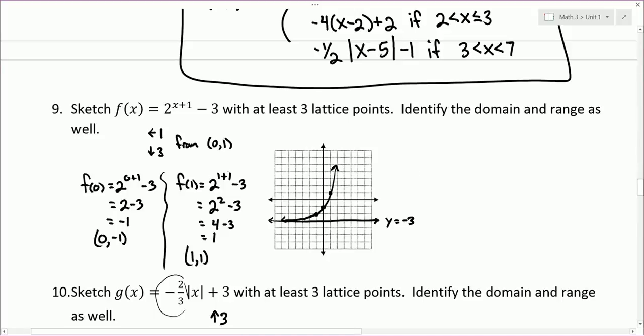So going back to 9, we have it sketched. The domain is, how far left is this graph going to go? How far right is this going to go? And the arrow is pointed to the left. That means it's going all the way to negative infinity. The right side is pointed up and to the right, so it's going to go all the way to positive infinity. So for our domain, it goes from negative infinity all the way to positive infinity. Or we can say all real numbers.